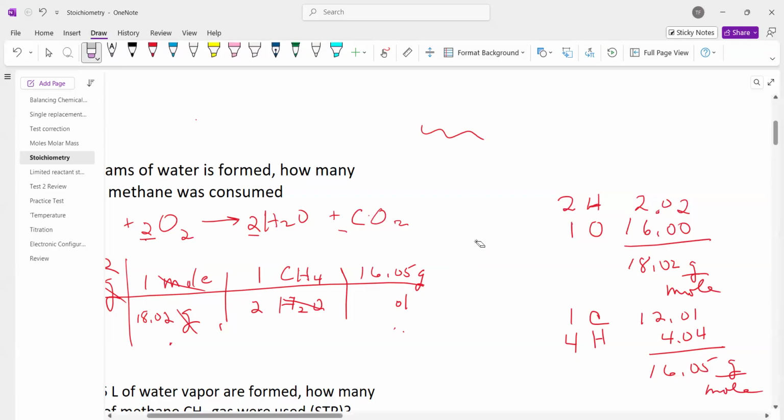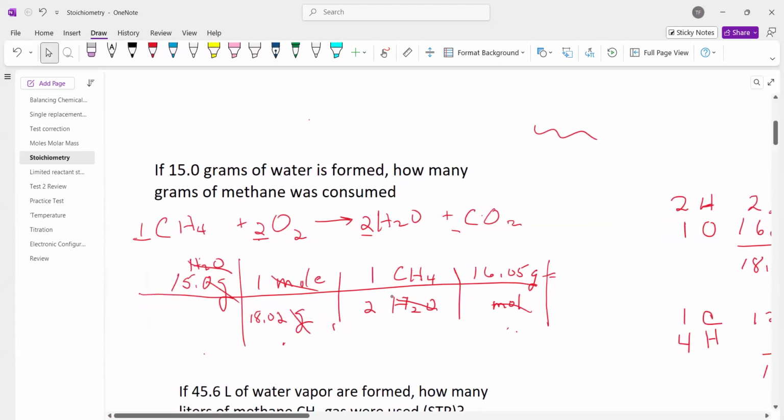Okay, so the moles cancel. Okay, so what are we trying to calculate? Grams of methane. What's left over? Grams of methane.